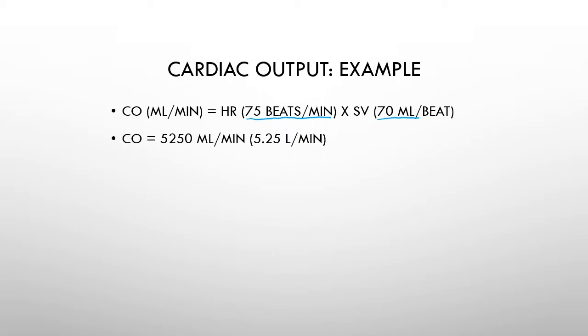So if we calculate that, we're going to have 75 times 70, and that's going to get us to a whopping 5,250 milliliters per minute, or 5.25 liters per minute. And the significance there is, if we remember back to when we talked about blood, is that our blood volume was roughly on average about 5 liters. And so we have the equivalent of roughly the entire blood volume that we have going through the heart every single minute.